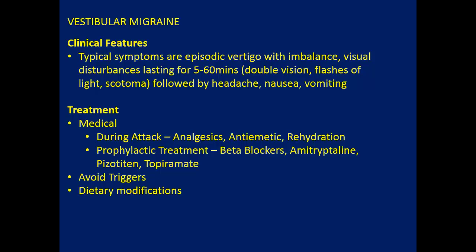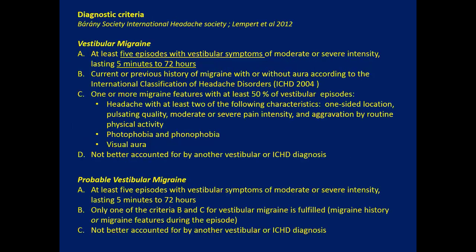Prophylactic treatment can be given during attack. We can give analgesics, antiemetics. Prophylactic agents are beta blockers, amitriptyline, topiramate. And so these are the criteria for vestibular migraine. These are available on the internet. Probable migraine and definite migraine.